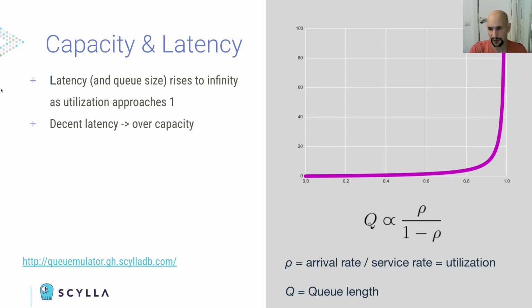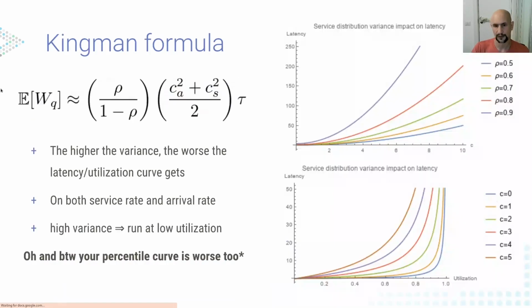And as you can see from the graph, the closer we get to 100% utilization, the higher latency is going to be, and it rises in a non-linear fashion, which means it rises really, really fast as we approach 100% utilization. So this means that we need to have overcapacity, sometimes a lot of overcapacity, in order to have decent latency. How much overcapacity? It depends. It depends on the variation of the service rate and the arrival rate. It depends on how slow the service is, and so on.